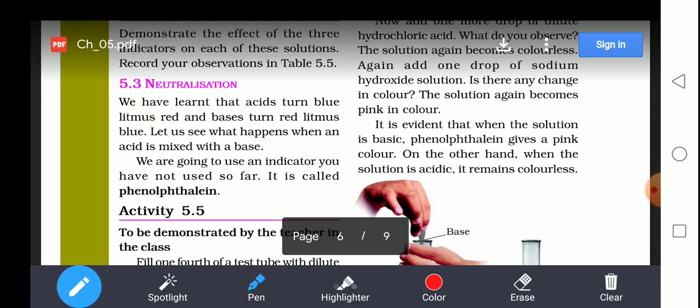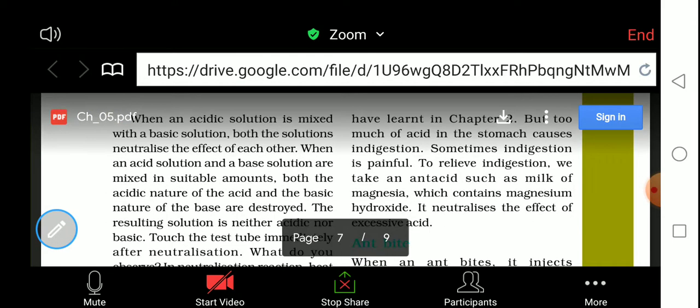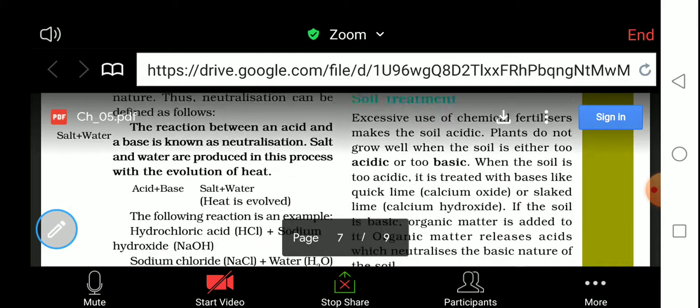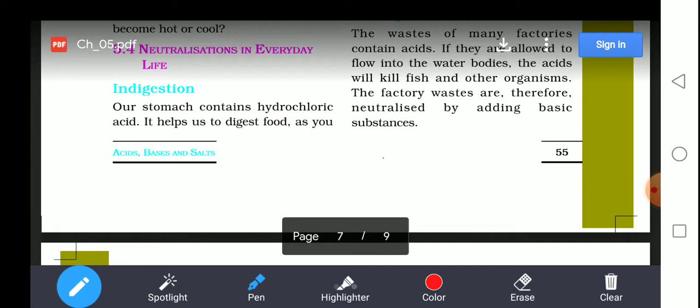From this there are many applications. They took the concept of neutralization, and it is used in our day-to-day life. Today we'll study how we use this neutralization process in our day-to-day life. It is a very important part of our life. So, neutralization in everyday life: the first one is indigestion.